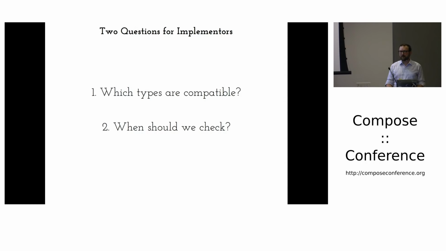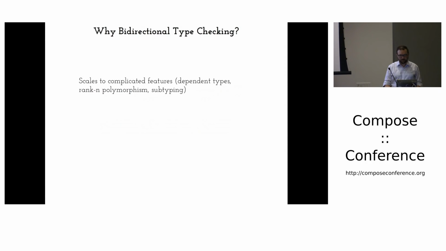Instead, I'm going to talk about the other question that you need to answer, which is, when should we check whether two types are compatible? And really, you can see bidirectional type checking as one way of answering this question that has a lot of nice properties. It's far from the only way, but it's one that tends to work pretty nicely for a lot of things. So I think it's a good technique to have in your bag.